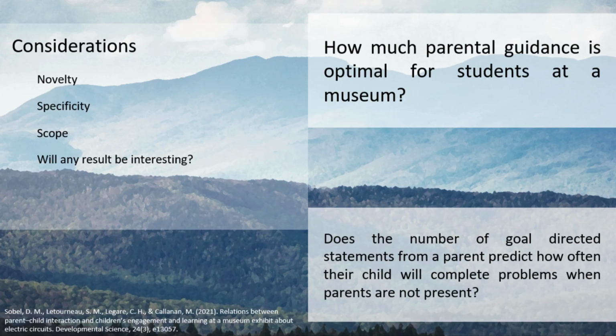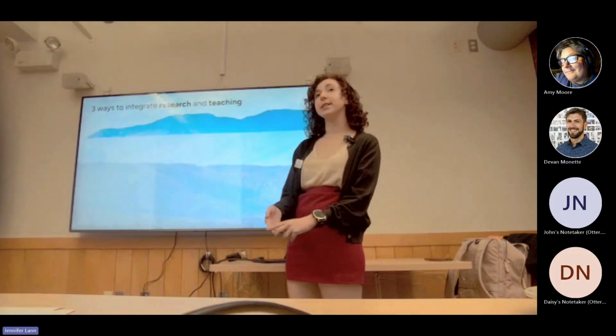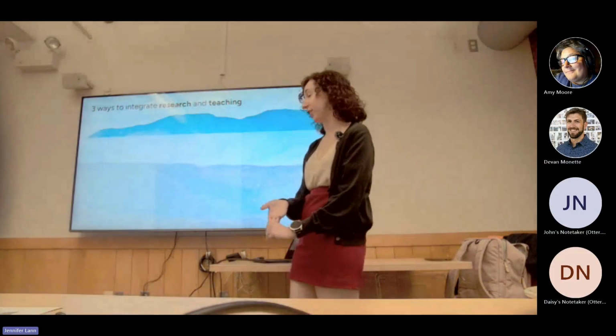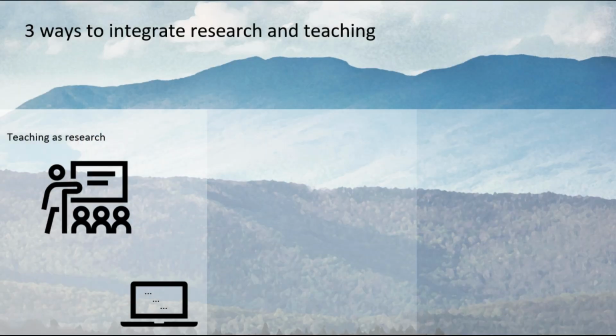But you can see how you can take this question that is very interesting, but make it a little bit more concrete. Now let's talk about 3 ways to integrate research and teaching. The first way that I'm going to talk about is teaching as research. This involves, if you're already doing something in a class or in your advising practice, and you want to actually figure out, is it working? What's going on? You do your intervention, whatever it is, and then you're also collecting data on how it's going.